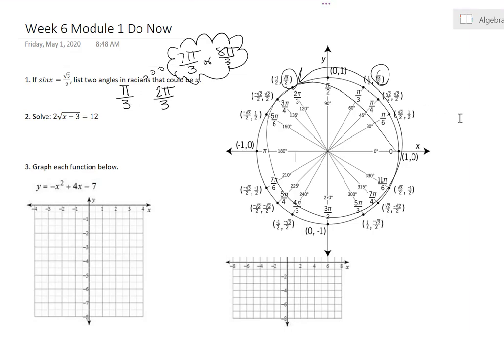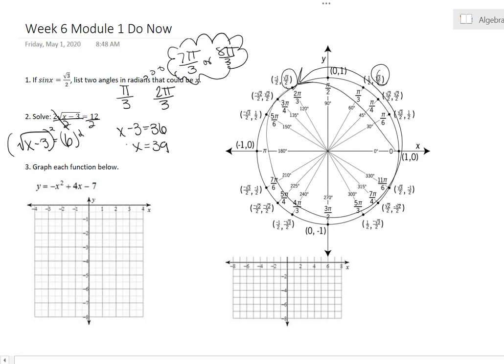Solve 2 times square root of x minus 3 equals 12. So divide by 2 first. We get square root of x minus 3 equals 6. We're squaring both of those sides to get rid of that square root. So we should have x minus 3 equals 36. And then we just add 3 to both sides, and we get our solution is x equals 39.